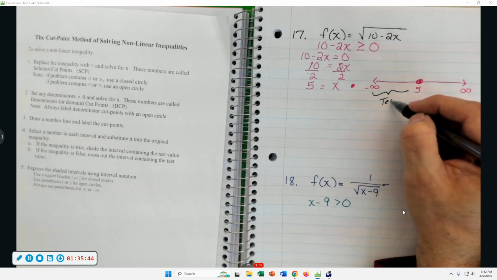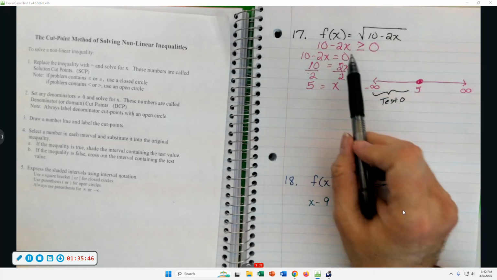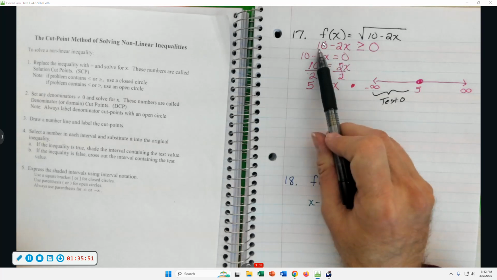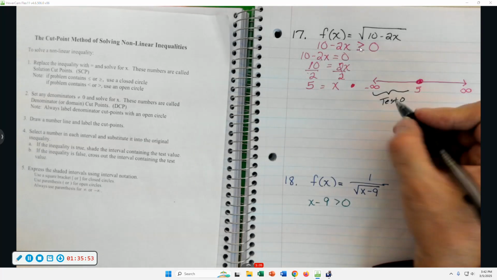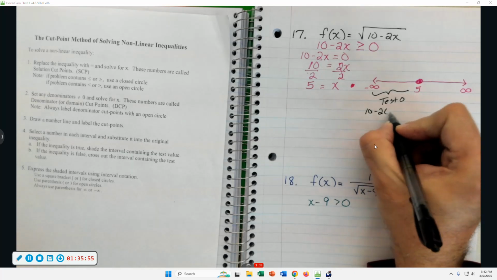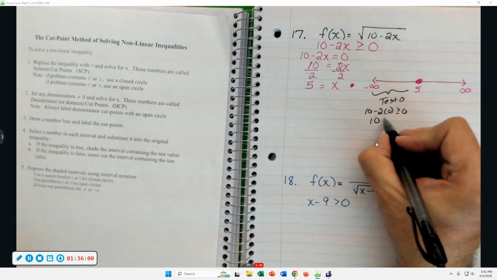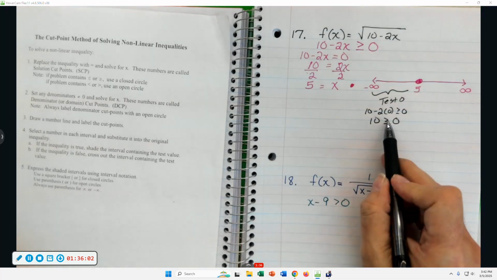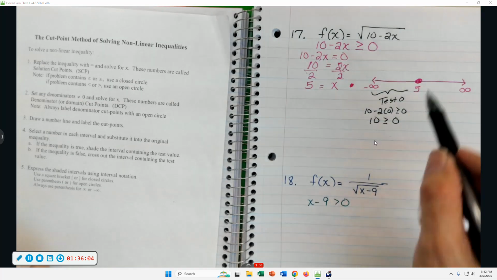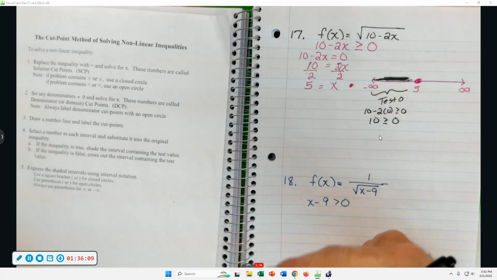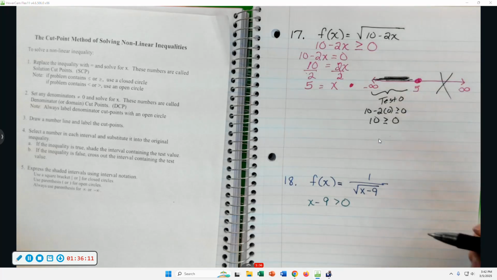So if I test 0, 2 times 0 is just 0. 10 minus 0 is just a 10. It's not equal to 0, but is it greater than 0? Yes. You see, this one, it's back to doing what you do with cut points. Cross out the next one. If you tried to use 6, you'd get 10 minus 12.